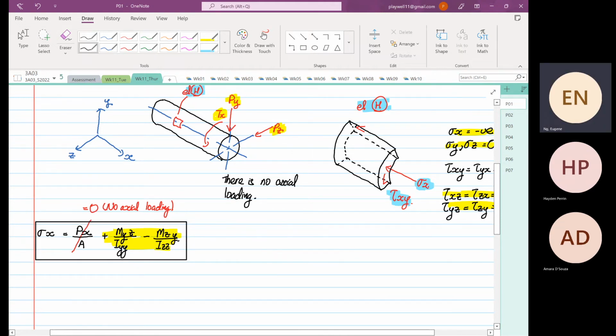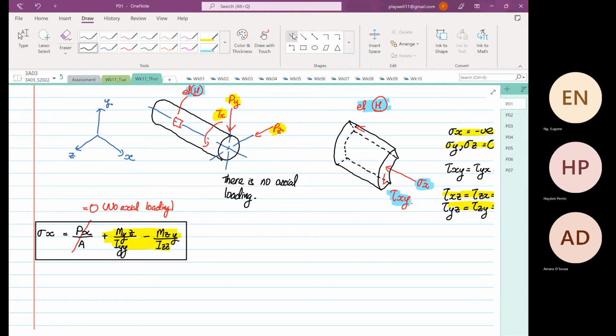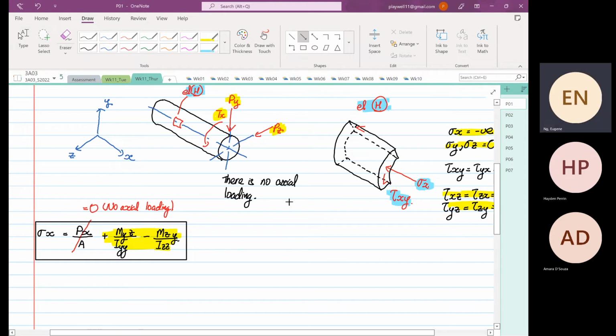And what we realize over here, if we look at the distribution, I'm just going to sketch the distribution. This is our normal stress in the x direction. Then over here, it can be either our x distance or y distance.